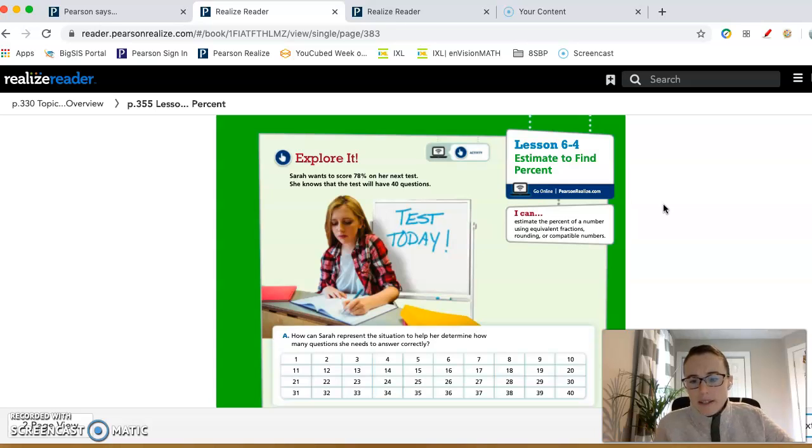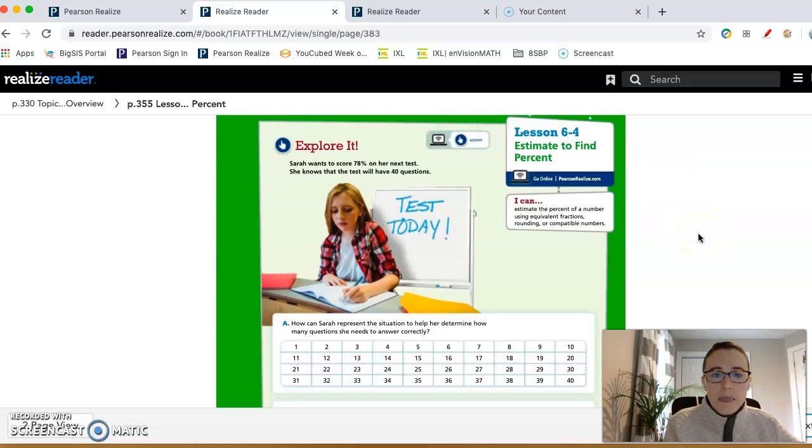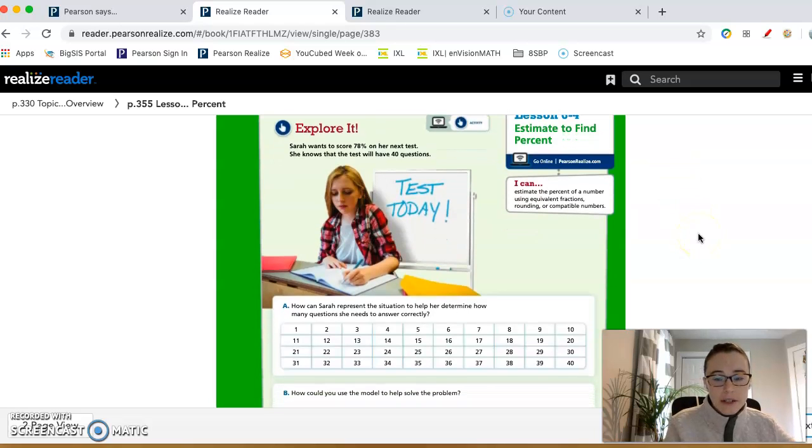We all know that estimation is an incredibly important and powerful math tool to make sure that we understand the concept and what's going on. Estimation is really important, so we're going to be working on that today. This first warm-up question introduces us to Sarah, and she would like to score a 78% on her next test. She knows that the test will have 40 questions.